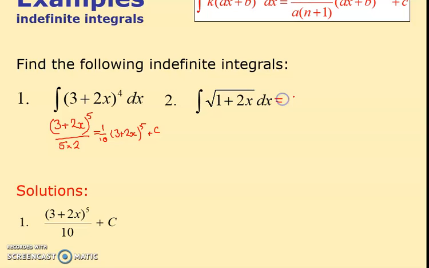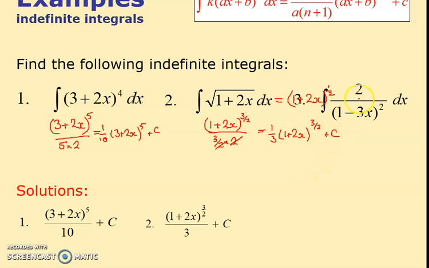Second one, it says 1 plus 2x. The first thing I want to do is write that as (1 plus 2x) to the half. So when I integrate that, I'm going to get (1 plus 2x). Now I've got to add a power. So that's 3 over 2. Then divide by that power, 3 over 2. And also divide by the 2 there, the differential of 1 plus 2x. And you'll notice they cancel. I end up with a third of (1 plus 2x) to the 3 over 2 plus a constant.